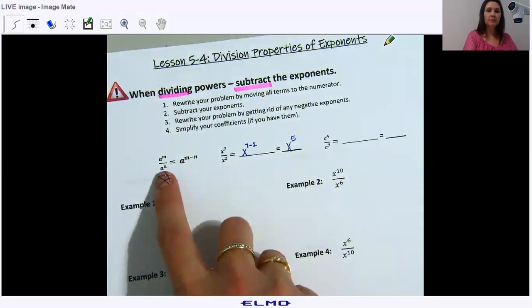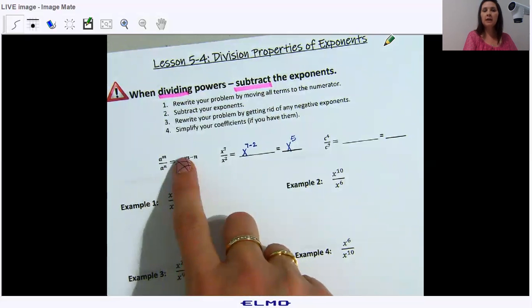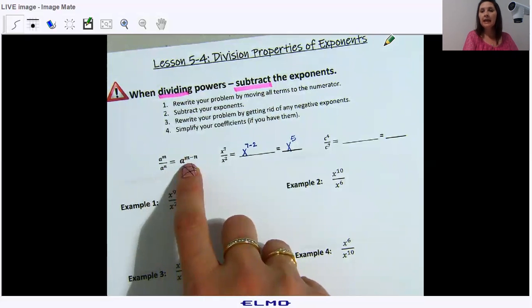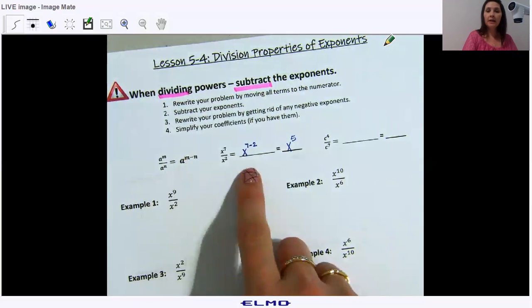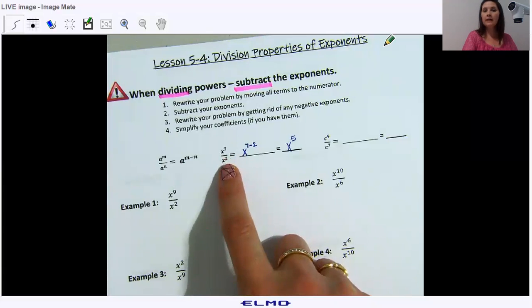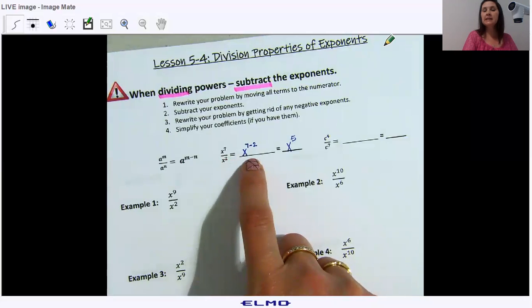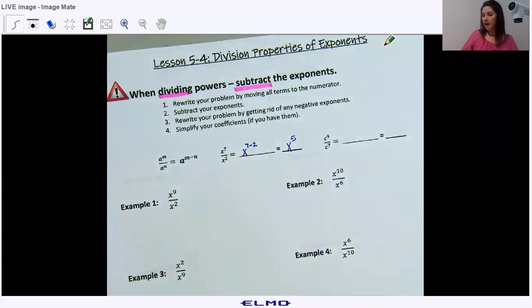So whenever you have something like this, a to the power of m over a to the power of n, you're just subtracting those two exponents: a to the power of m minus n. Applying that to two terms, x to the power of 7 over x to the power of 2 is the same as x to the power of 7 minus 2, which equals x to the 5th power.